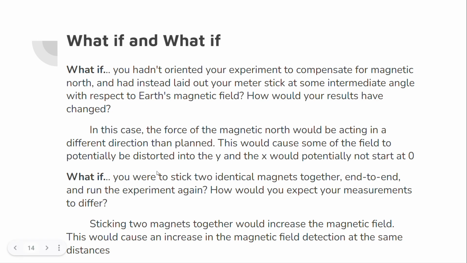And what if your stick had two identical magnets together end to end? This would increase the magnetic field, likely doubling the amount of magnetic field detection at the same distances.